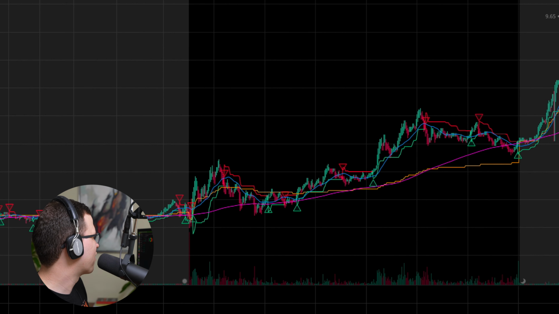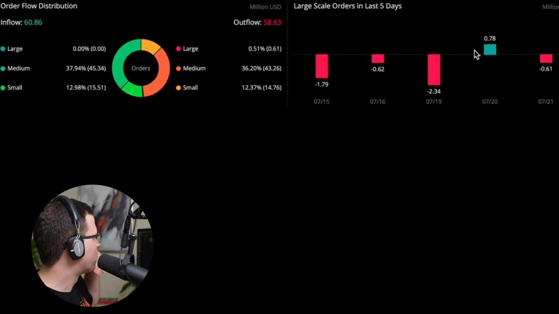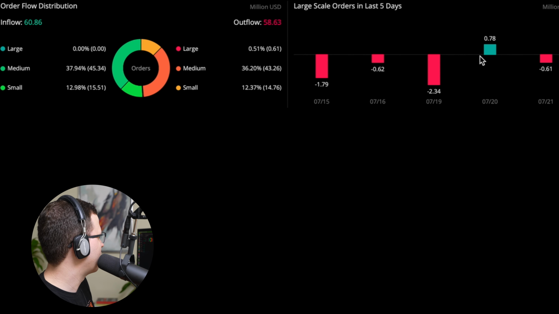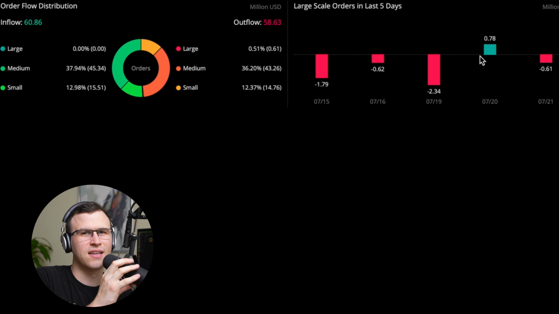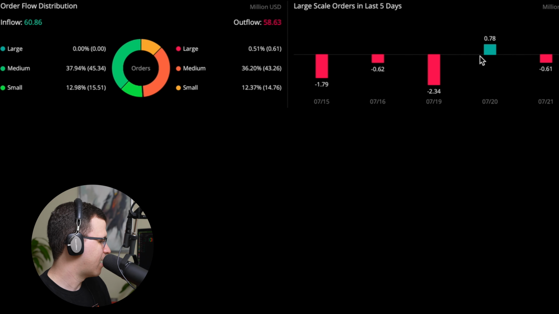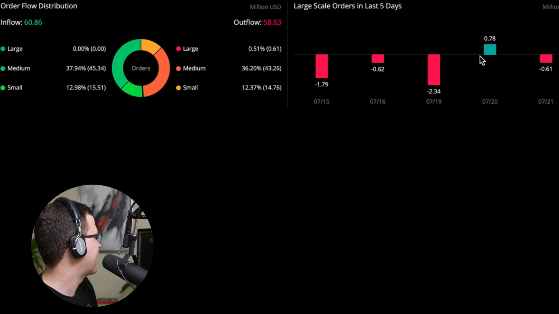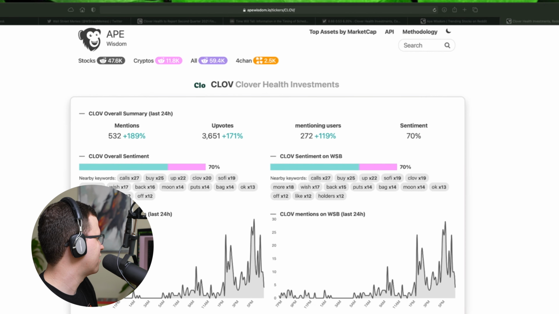When we go to the order flow, we can see that there actually was more outflow than inflow for large-scale orders by 0.61 million. And then, as I mentioned earlier, we have a little bit more inflow than outflow for small-scale orders. And again, the same thing for medium-scale orders: more inflow than outflow. So definitely a good sign when we've got the retail investors jumping in on this and continuing to build up the hype for this stock. And I think we will hopefully see some great news coming soon.